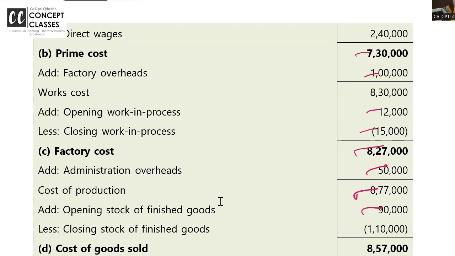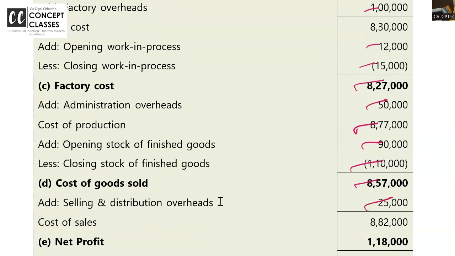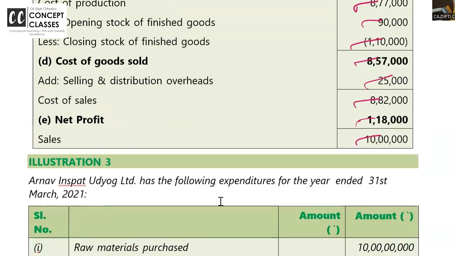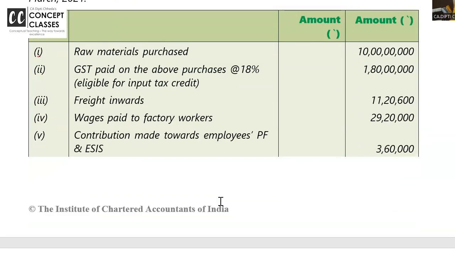Add opening stock, minus the closing stock, you get the cost of the goods sold, right? Add selling overhead, you get the cost of the sales. And sales, if you know, profit will be the balancing figure. Ma'am, they didn't prepare per unit or percentage because the data is not given. Data nahi diya hai, so they have not prepared the per unit.